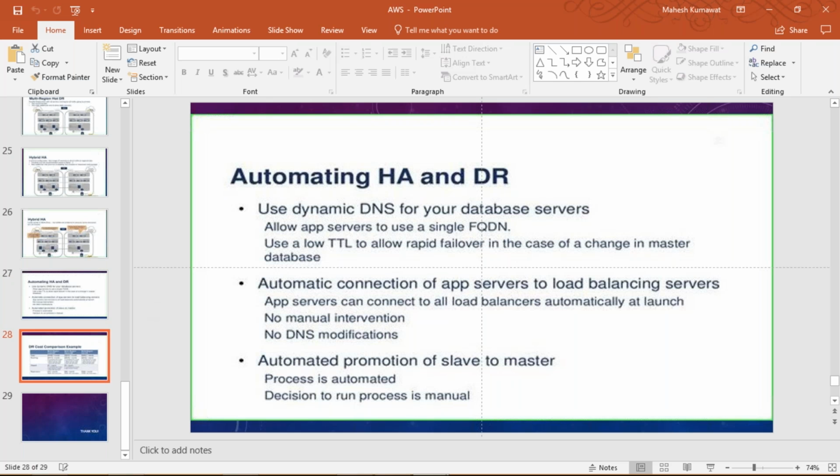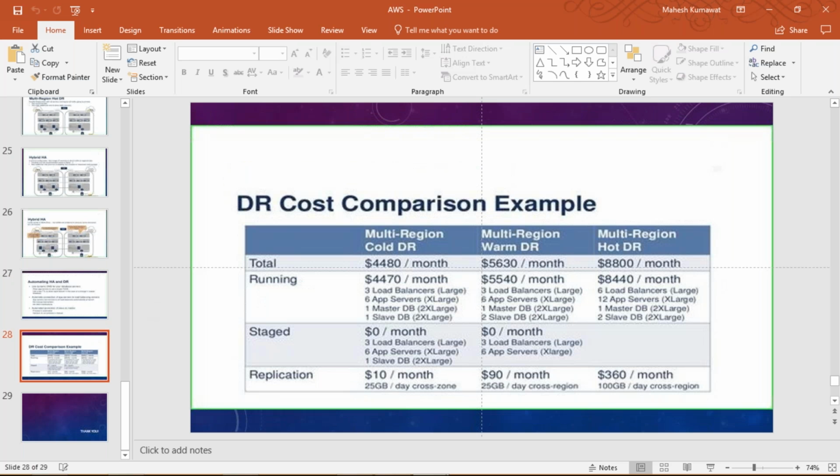Okay, so this is the slide I'm talking about, the total disaster recovery cost comparison sheet. Multi-region cold DR, multi-region warm DR, and multi-region hot DR. These are the prices we are talking about. You can calculate your disaster recovery with the different load balancers, application servers, master and slave DB, and take the cost at the same time. This is the old cost which I've taken, but you can go to the AWS calculator and find out the latest cost of the particular things you've seen.